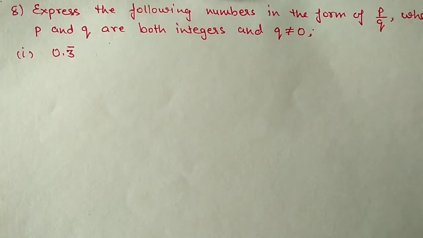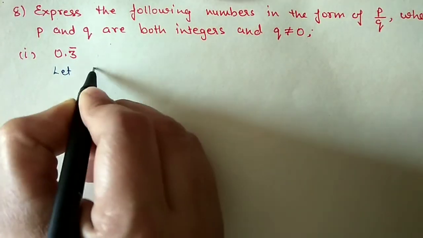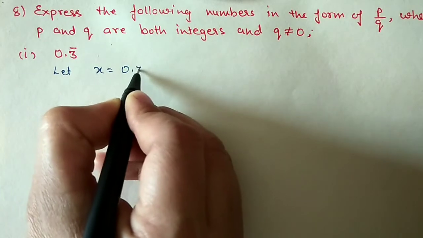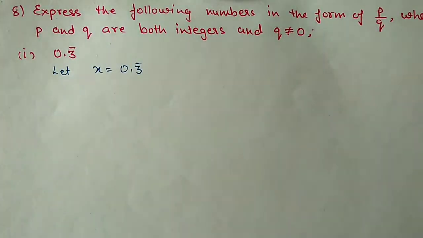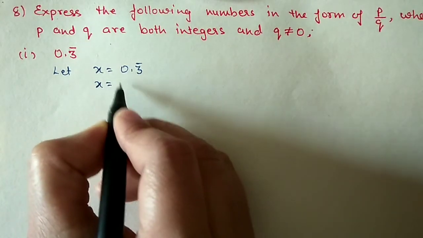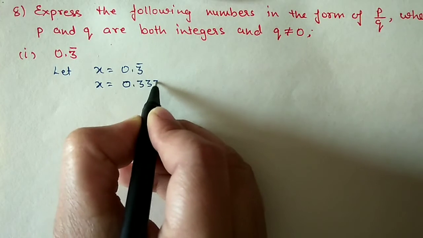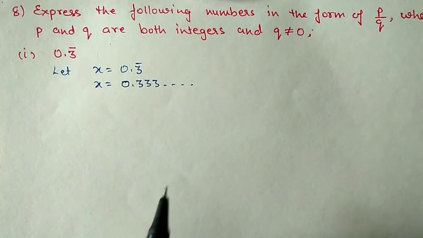Next, question number 8. Express the following number in the form of p by q, where p and q are both integers and q is not equal to 0. So the first number given is 0.3 with a bar above. So let x be equal to 0.3 bar. 3 bar means this 3 is repeating up to infinity. So we can say x is equal to 0.333, and this 3 will go up to infinity.